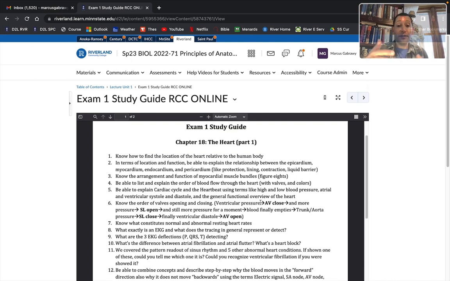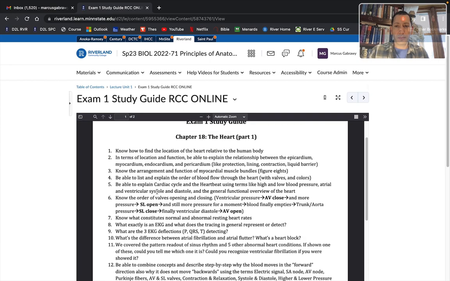These are the topics. These are the concepts that you have to know. So, please don't abuse this. Here's how you shouldn't use this study guide.